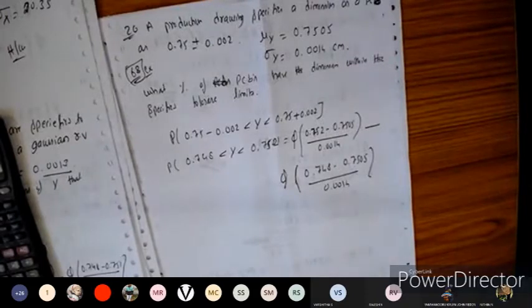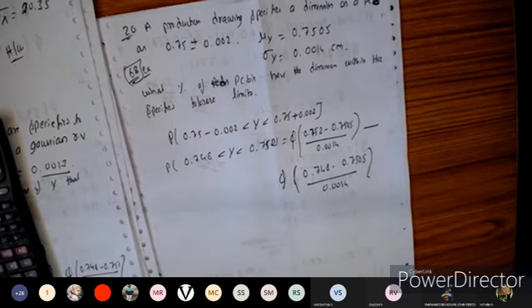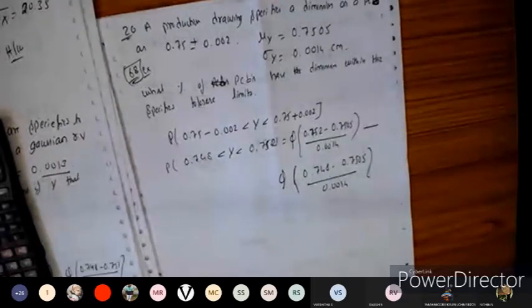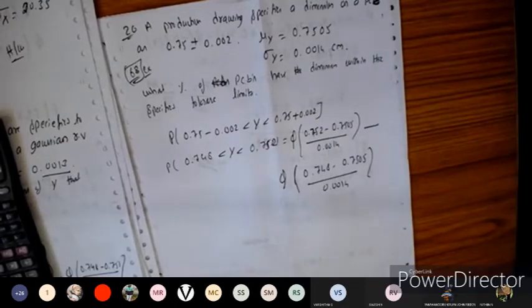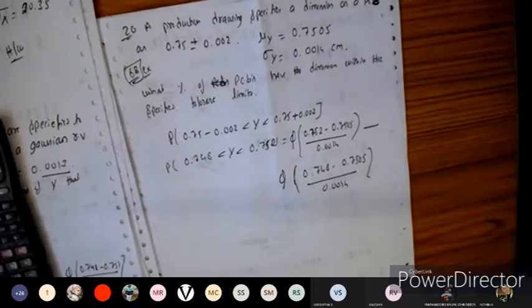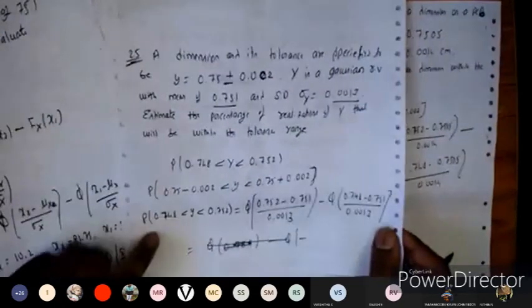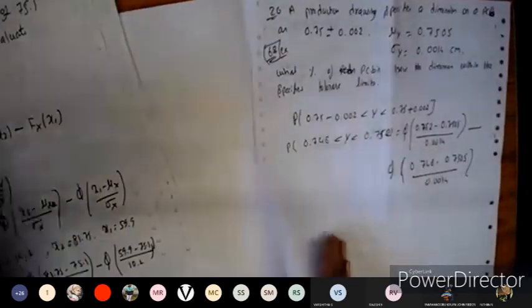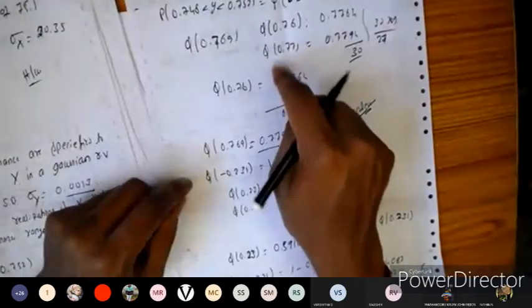Yes, sir. Okay, it is similar to the previous problems we did. I'll take one more assignment problem. In the assignment I gave, there is one problem. In the previous problem, in the last problem, you have taken a value for 0.23. Not this problem, sir, the previous problem. Previous one. Okay.